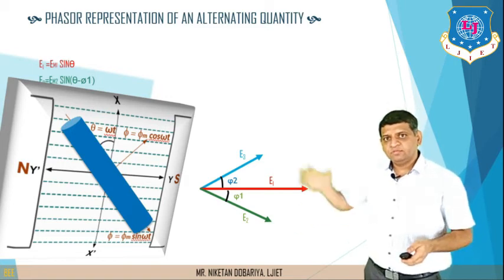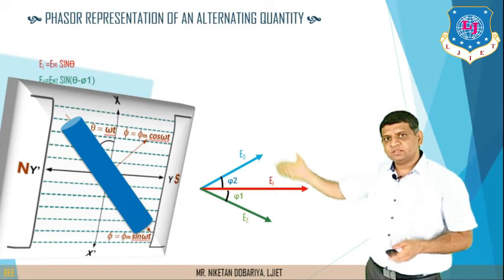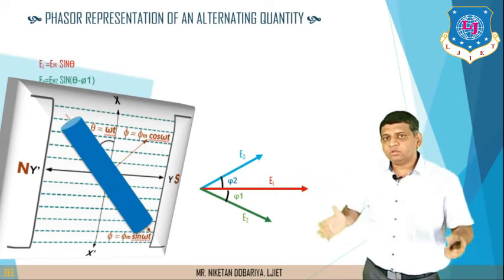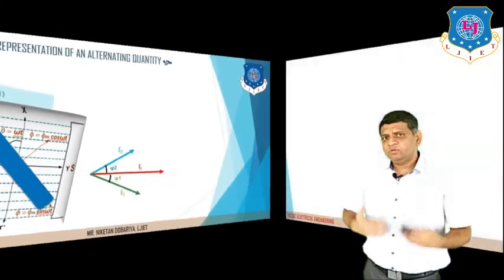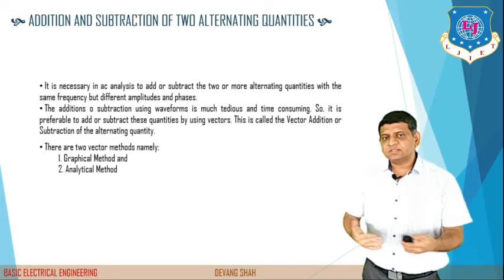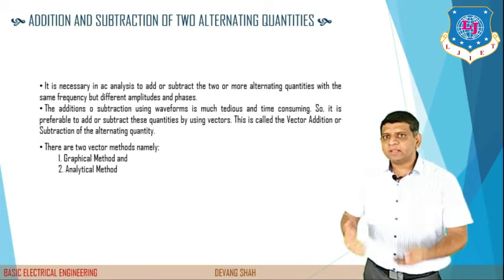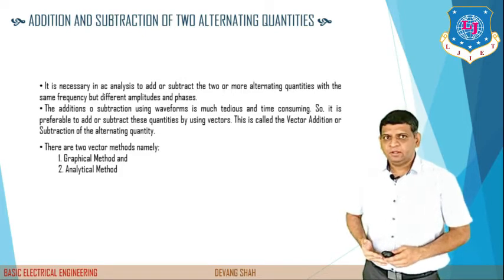So you imagine this particular phasor diagram, these vectors moving in an anti-clockwise direction between two magnets, right? This is the phasor representation of any alternating quantity. Now, what are the different methods to represent these vectors? Here we can consider two important methods. One is called the graphical method, and another we define as the analytical method, right?